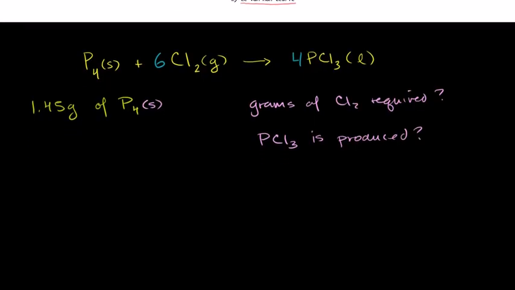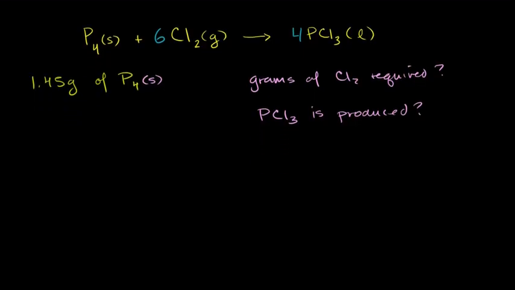Let me write it down right here. So phosphorus has an atomic weight of 31, which tells us that a mole of phosphorus will weigh 31 grams. Remember, a mole is this, 6.02 times 10 to the 23. It's this huge number of atoms. If you have that many atoms of atomic phosphorus, it's going to weigh 31 grams.